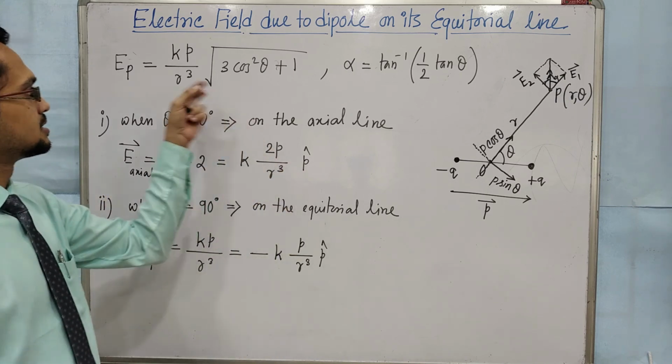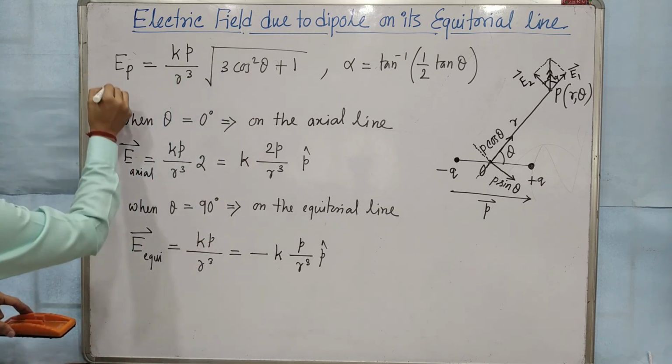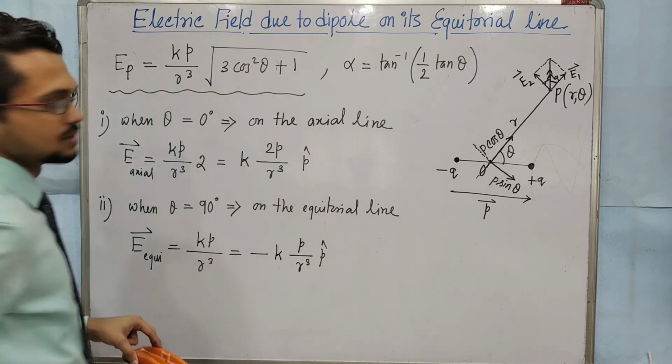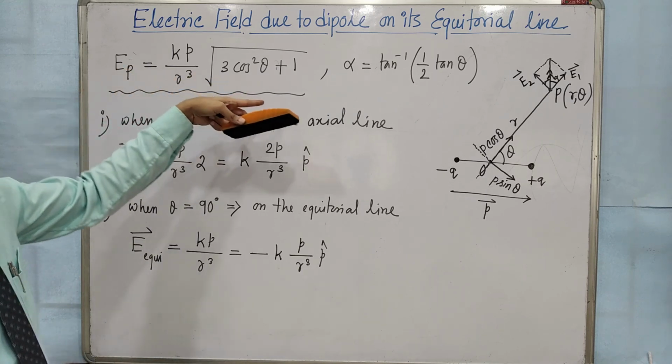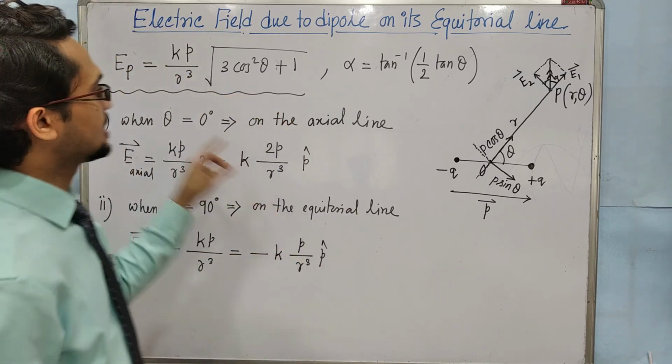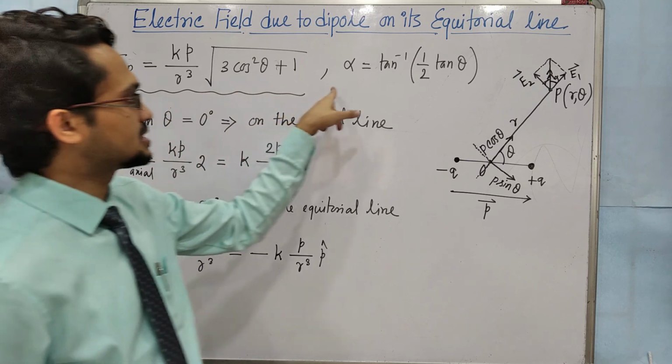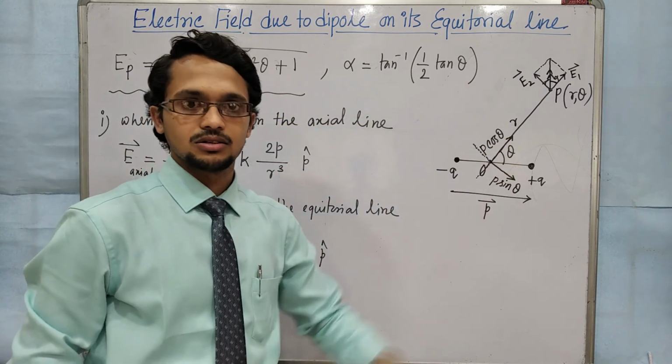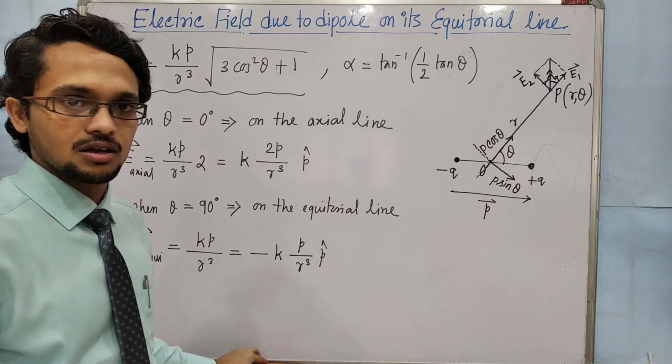This is our formula for the equatorial point and this is our formula for the axial point, so both are checked. This is the general formula. You can remember this for your competitive exam also, and the direction also. Understand all of these.